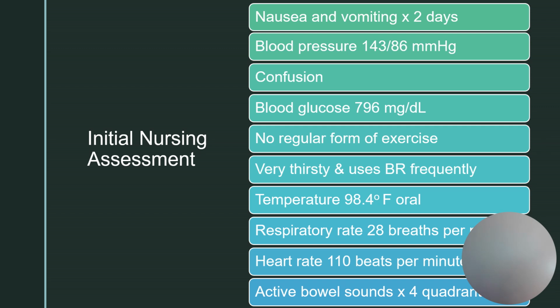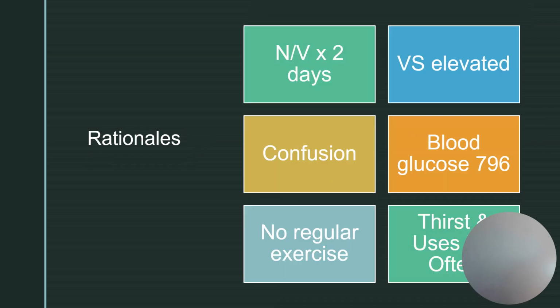The client has a temperature of 98.4, respiratory rate of 28, heart rate of 110, and bowel sounds active times 4 quadrants. What is pertinent in this client's case? What is relevant? And let's stick with just this client. I've chosen nausea, vomiting times 2 days.